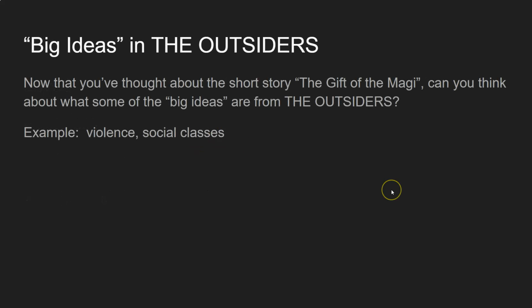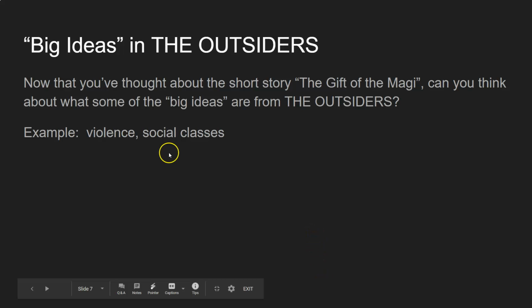Now, as we think about The Outsiders, we're going to be spending a lot of time on this, guys. So big ideas in The Outsiders. Now that we've thought about The Gift of the Magi, what are some of the big ideas from The Outsiders? I want you to think of things like the whole idea of violence in the story. Violence is a main theme in that story. The idea of social classes, like Cherry Valance telling Ponyboy, hey, when you see me at school, if you say hi to me, I might not say hi back, because she's part of a different social group. Those are parts of the themes about the story. So that's what we're going to be thinking about as we go through this.